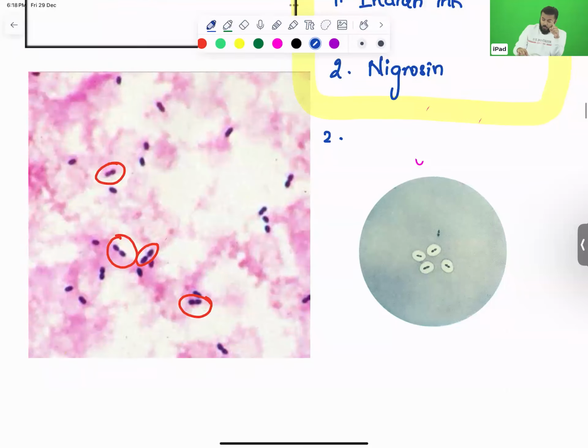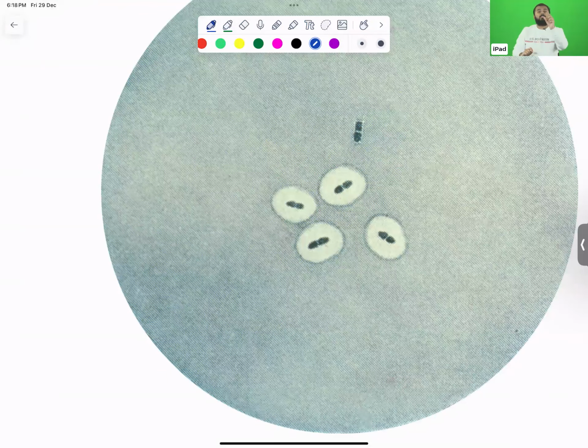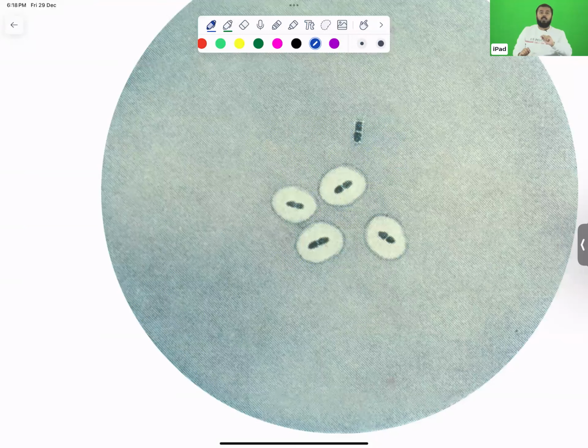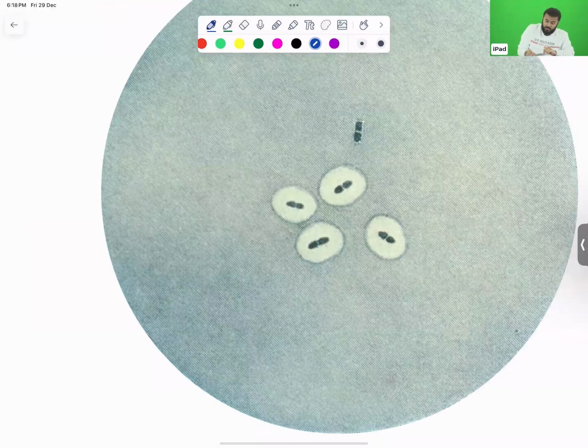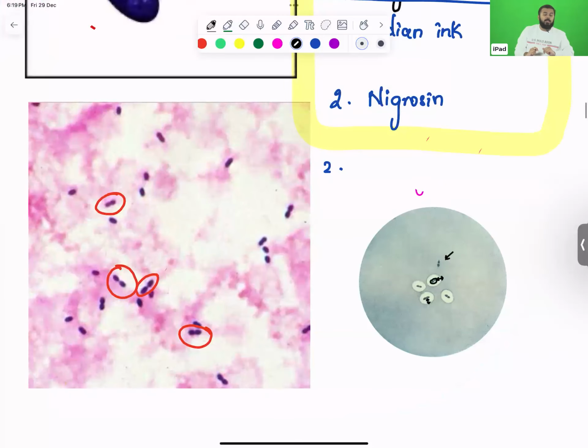Look at this picture here. See the bacteria, and look at the capsule, how well it is swollen. Look at this bacteria over here. This is the bacteria in the center and this entirely is a swollen capsule. But look at this. This bacteria is not having a capsule. It means this is an unencapsulated bacteria. Such a reaction where swelling of the capsule is happening is called the quellung reaction.